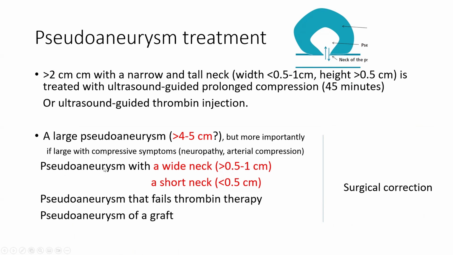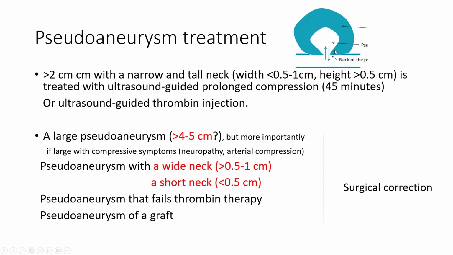That's why there are cases where those patients need surgical correction, such as pseudoaneurysm with a wide neck, more than ½ to 1 centimeter, or a short neck, less than ½ centimeter, or pseudoaneurysm that fails thrombin therapy. Sometimes you can redo thrombin therapy if it fails, but you can consider surgical correction, especially after a second failure. Or pseudoaneurysm of a graft, or a large pseudoaneurysm, meaning the pocket is large.